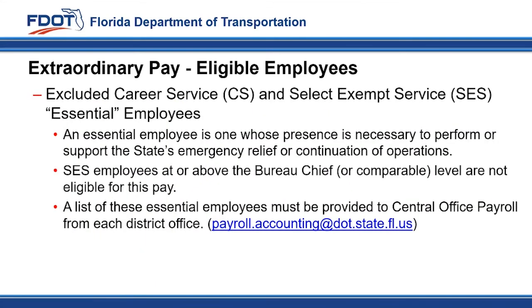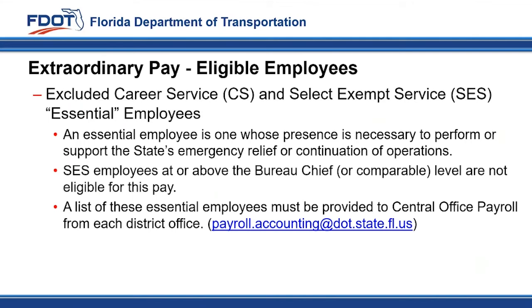Now that Glenda has defined the extraordinary pay plan and its elements, let's discuss the necessary steps to ensure those folks are paid properly. First is to determine who will be deemed an essential employee. An essential employee is defined as one whose presence is necessary to perform or support the state's emergency relief or continuation of operations. Excluded career service or SES employees performing these essential services during office closure are eligible for extraordinary pay when extraordinary payment plans are activated.